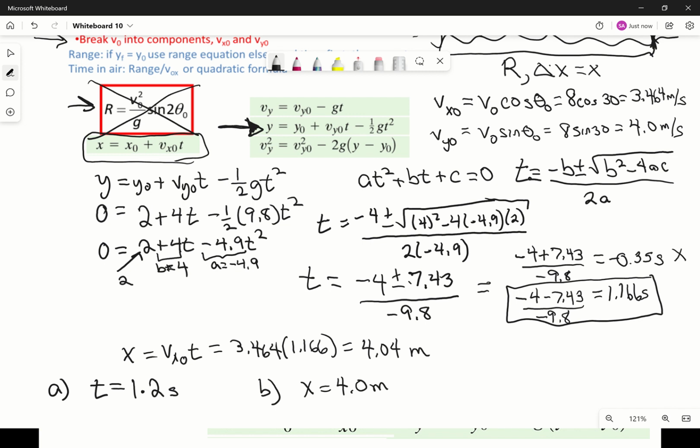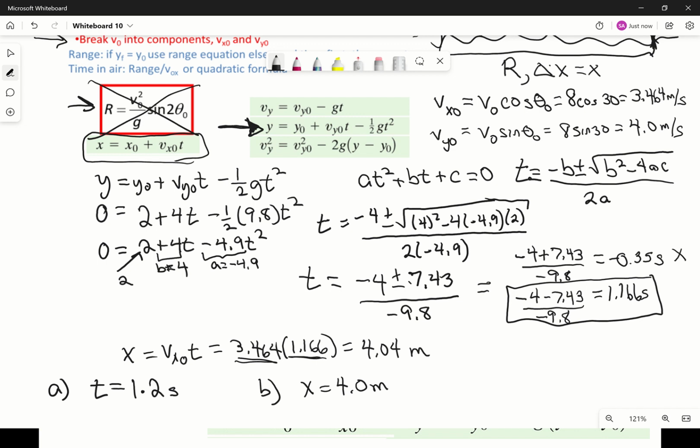You'll notice that when I put my time in to solve for the distance, I use the unrounded version of the time and the unrounded version of the initial velocity. If I'd used the rounded version, if I'd used 3.5 times 1.2, I would have got a much bigger value for the distance. So you always use the unrounded numbers to calculate intermediate values, and then you go ahead and round when you're giving your final answer.